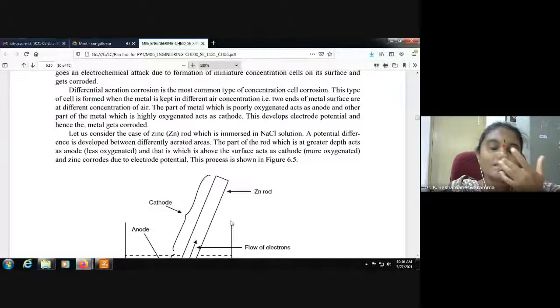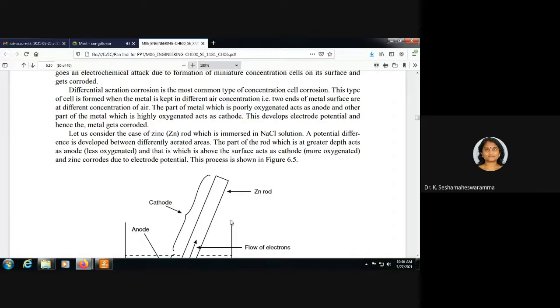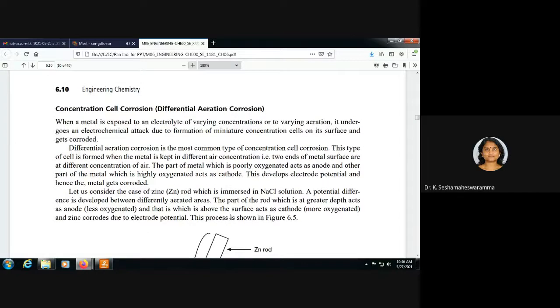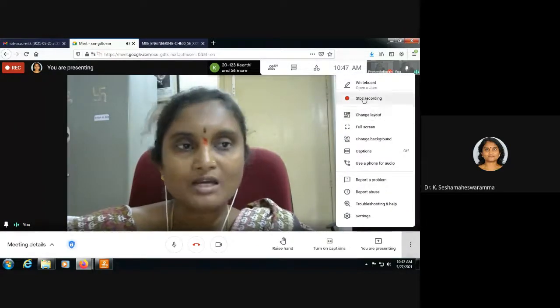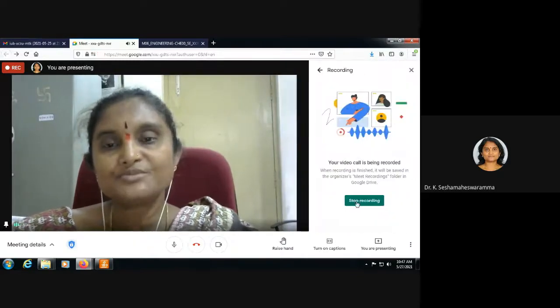This is differential aeration corrosion. It mainly occurs due to variation in aeration, meaning the oxygen in the atmospheric air. So differentiation in aeration, differentiation in oxygen, causes the metal to corrode automatically due to absorption of oxygen. This is one type of electrochemical corrosion due to absorption of oxygen.